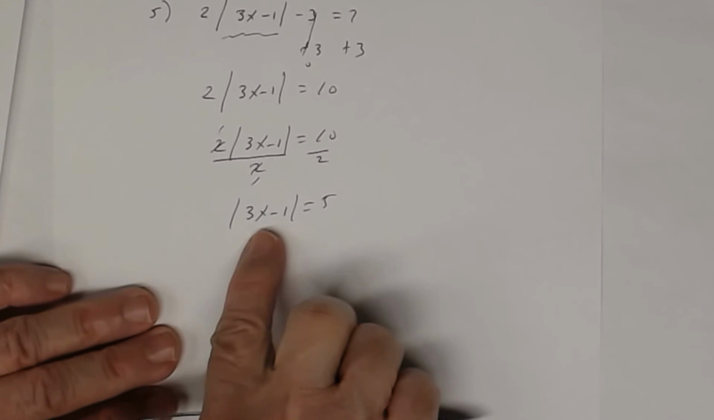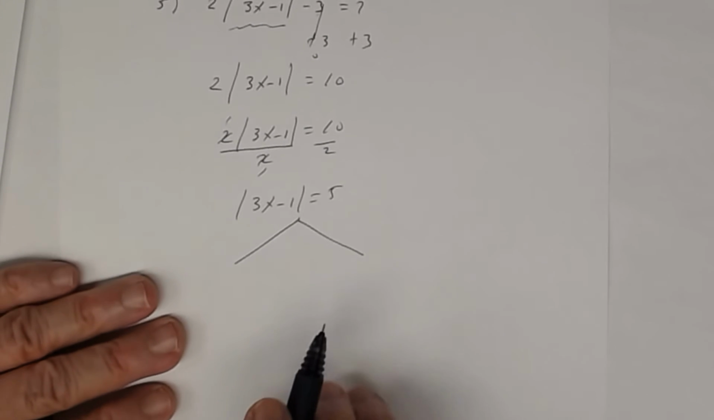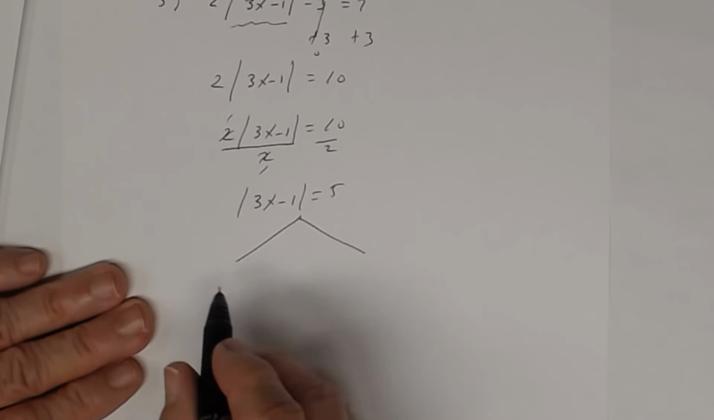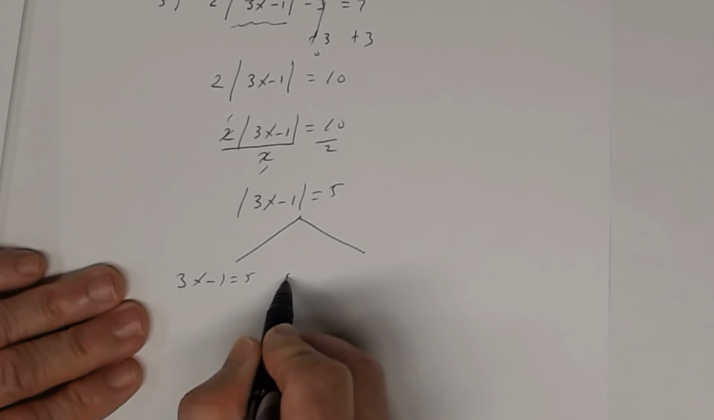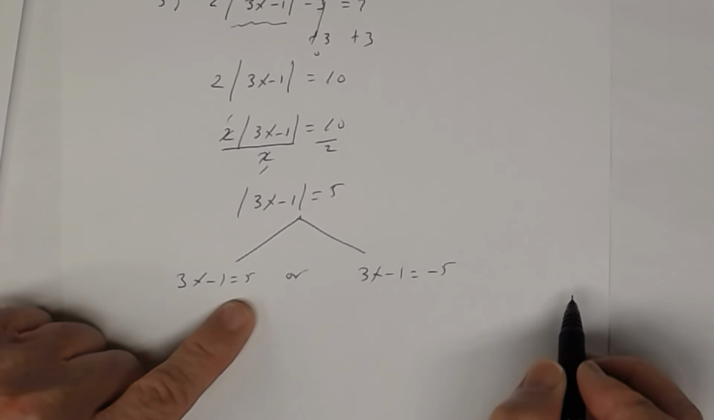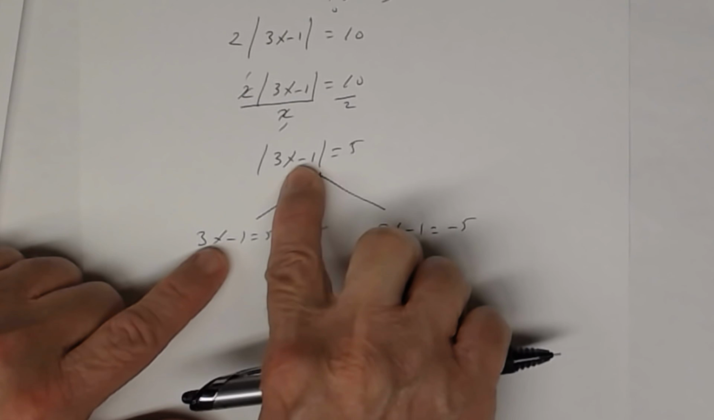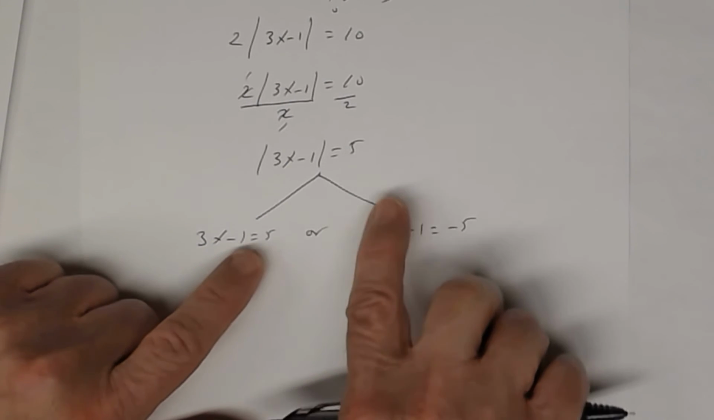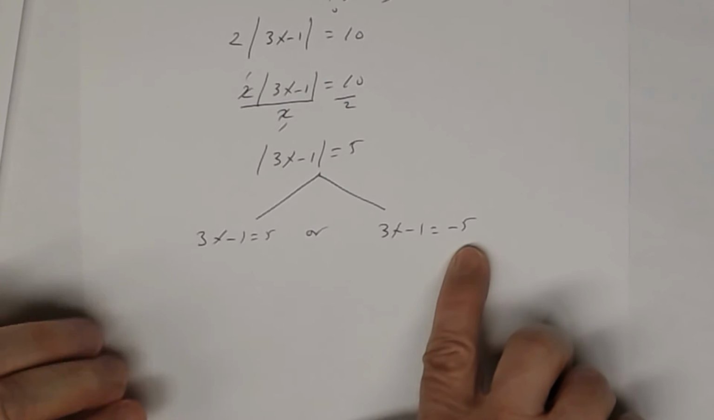So once you get the absolute value bars by itself, you're now going to rewrite this as two separate equations without the absolute value bars. So to rewrite this, you're going to say 3x minus 1 equals 5, or 3x minus 1 equals a what? Negative 5, right? Okay. So notice that the expression inside the absolute value bars, you see it twice listed, and then this number, these are opposites, 5 and negative 5. That's how it's always going to look.